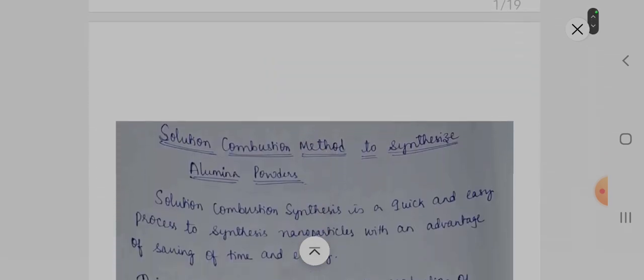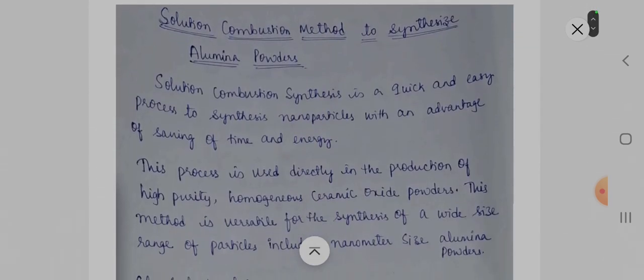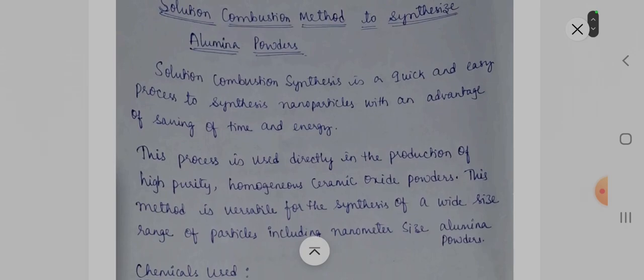Solution combustion method to synthesize alumina powders. Solution combustion synthesis is a quick and easy process to synthesize nanoparticles, with the advantage of saving time and energy. This process is used directly in the production of high purity homogeneous ceramic oxide powders. This method is versatile for the synthesis of a wide size range of particles, including nanometer size alumina powders. Now, in this video, I am going to synthesize the aluminium nanoparticles.